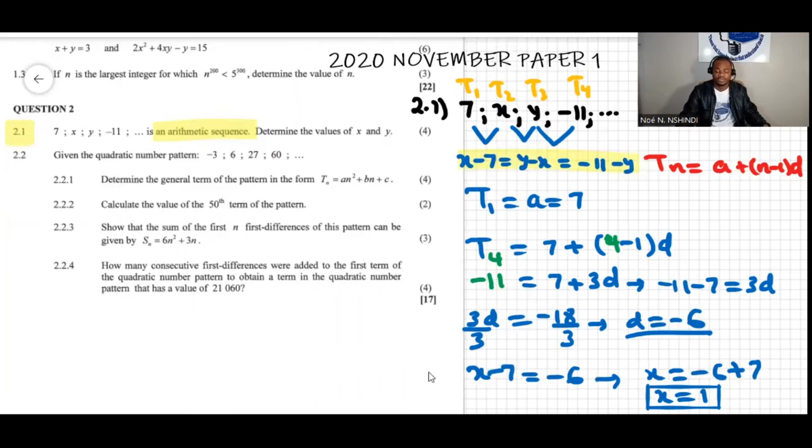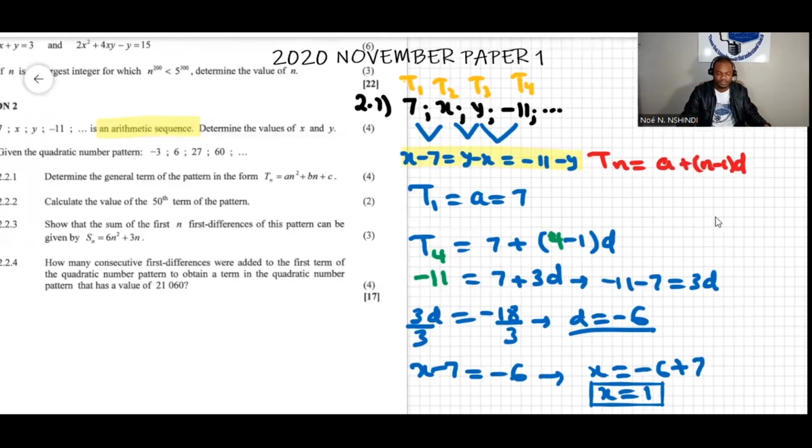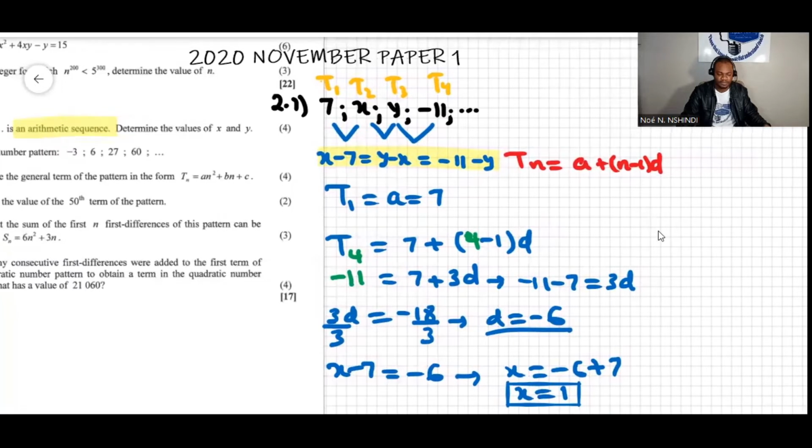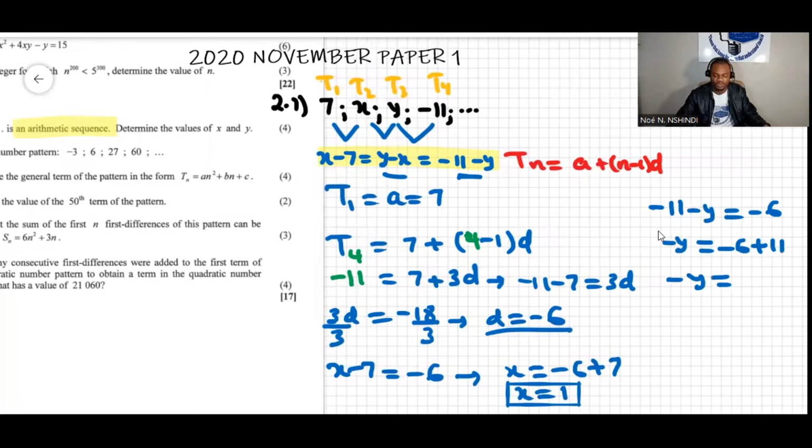I can also work out the value of y by substituting. I can consider this one or that one, or the last, let's just take the last one. Negative 11 minus y equals negative 6 also. If I move negative 11 over, negative y will be equal to negative 6 plus 11. That makes negative y equal to 5. Therefore, y will be equal to negative 5. So we got the value of x and y.